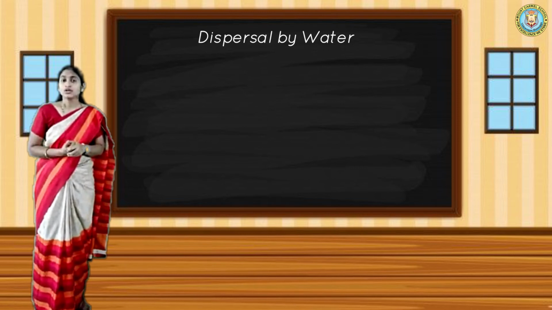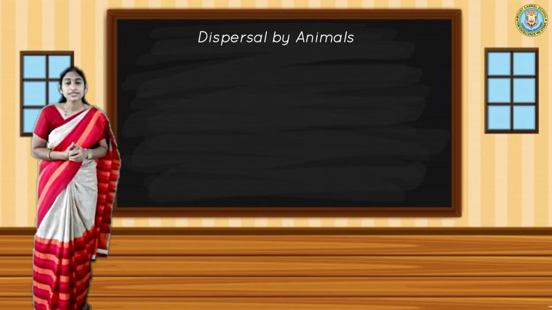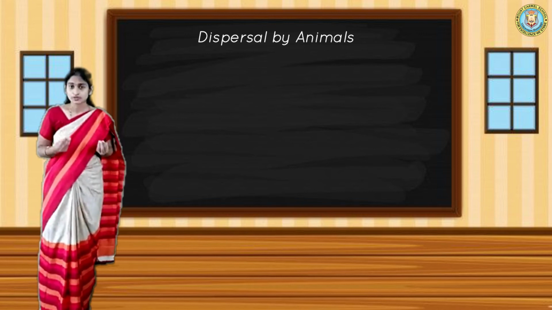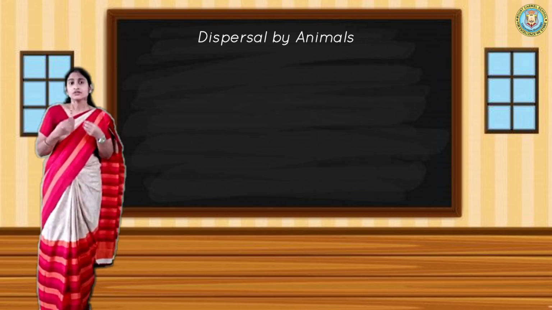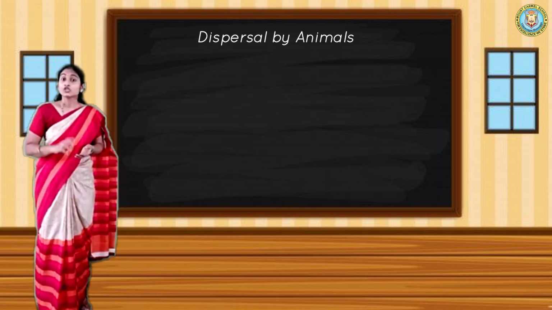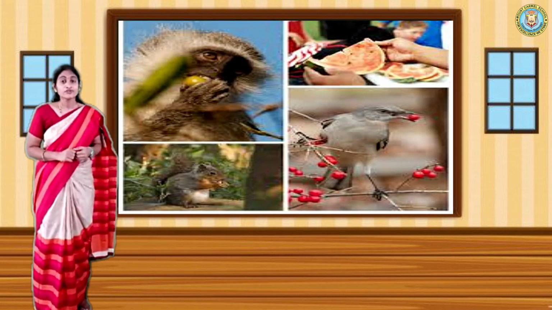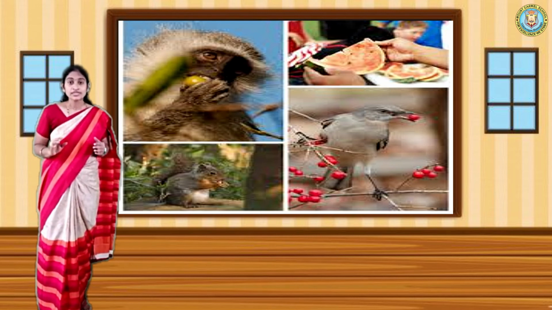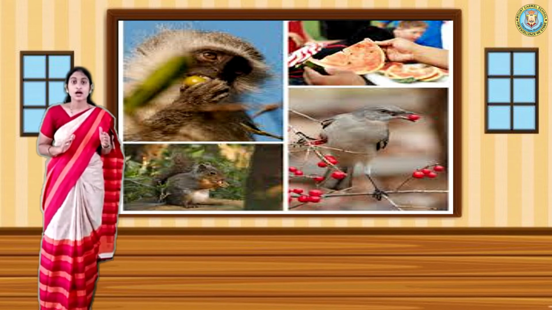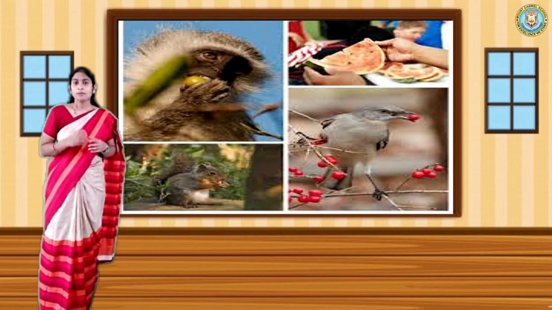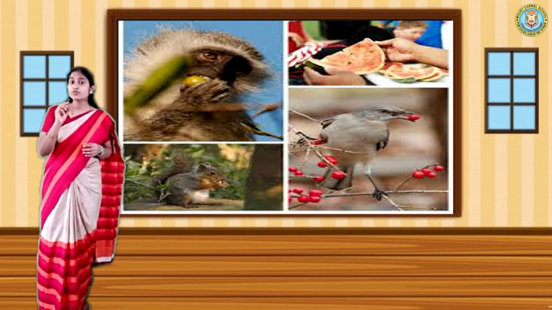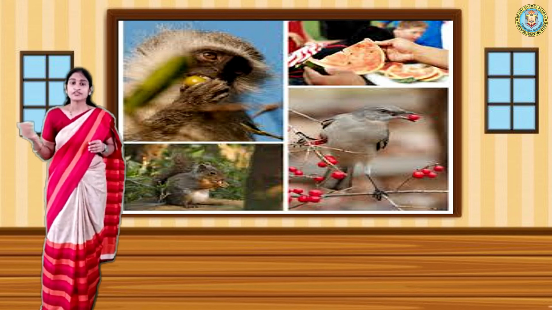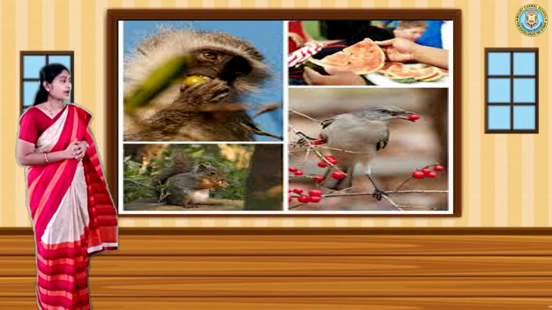Then let us move on to dispersal by animals. I have told earlier that we eat any food, fruit. For example, if we eat mango, then we throw the seed. Animals eat that fruit, and they throw the seed away. So in this way, dispersal happens by animals. In another way, birds eat small fruits. By their waste, the seeds go anywhere and the baby plant will come up. Like this, dispersal by animals happens.